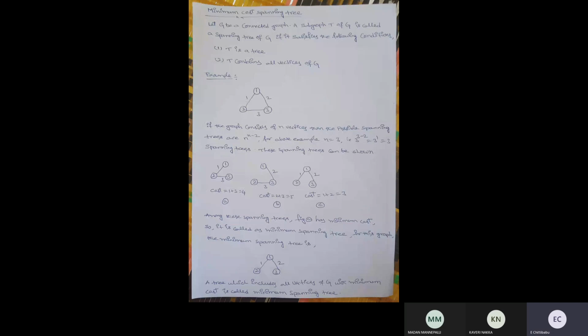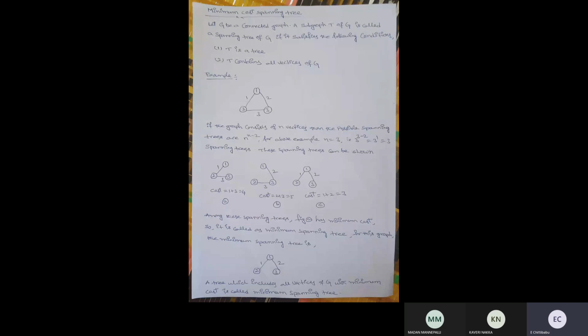Before going to the minimum cost spanning tree, first we discuss what a spanning tree is. Let G be a connected graph. A subgraph T of G is called a spanning tree of G if it satisfies two conditions: one, T is a tree; second, the tree contains all vertices of G.